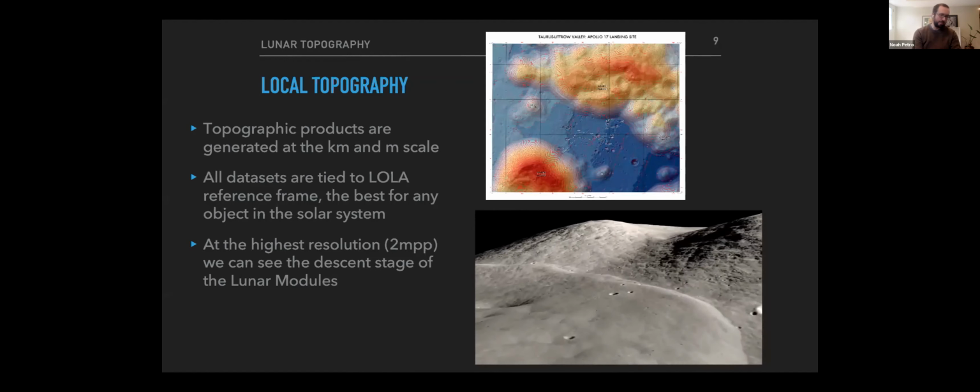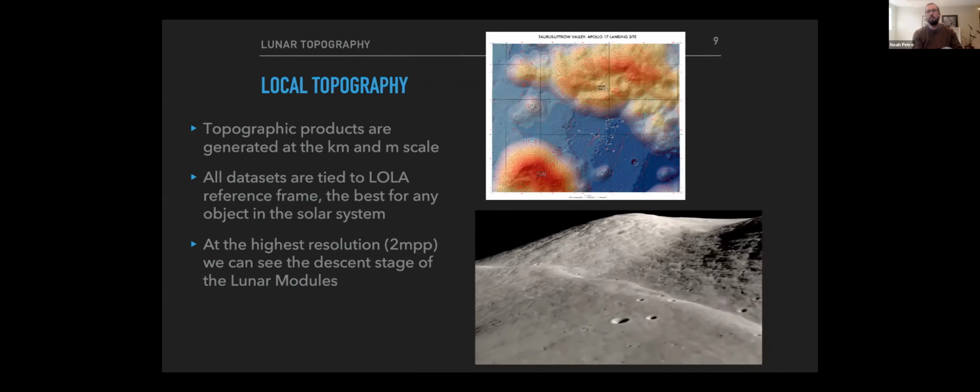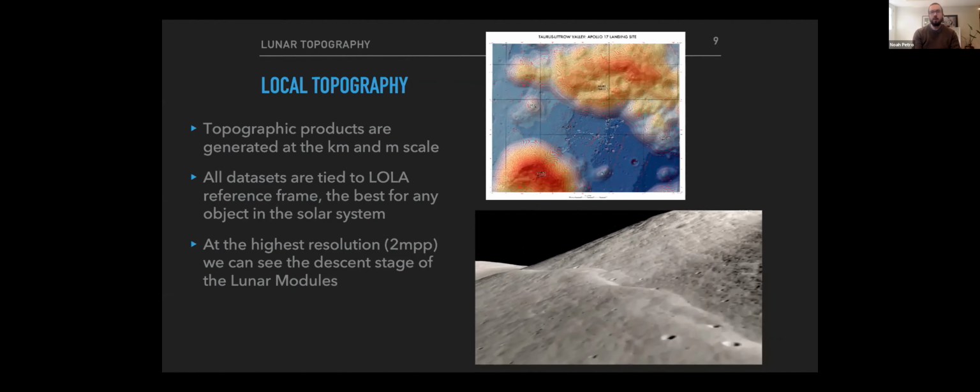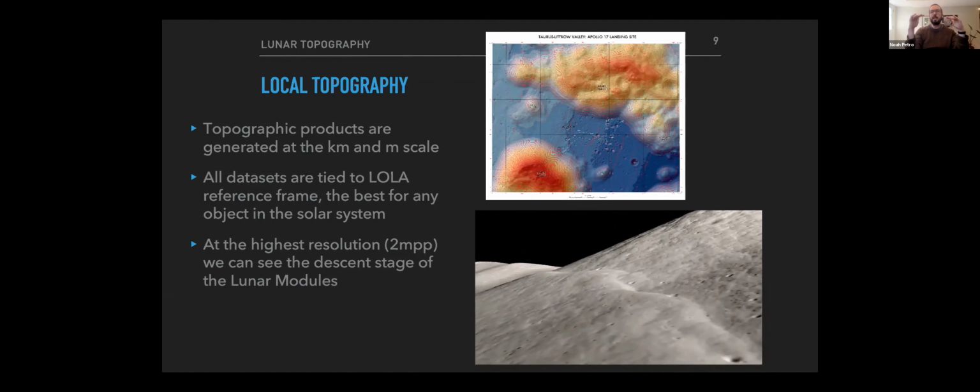As a reminder, and one of the things that I always have to be reminded of, is that the fidelity of this product is such that we can actually see the descent stage of the lunar module in these 2 meter per pixel topographic products. So that to me is an incredible validation of the ability of these tools to suss out and measure small scale features on the moon.